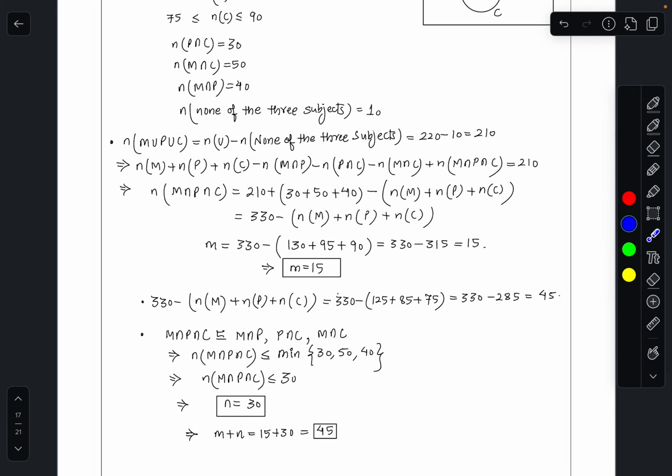So I've tried to use the fact that for the maximum possible elements here, you take the minimum possible here. For the minimum possible here, you take the maximum possible here. Although in the case of this one we found 45, I have to be wary of these relations also. 45 could have been the answer had this 45 been lesser than the number here, but 30 is the lesser number. So n has to be 30. There is no other way. And then m plus n becomes 45.